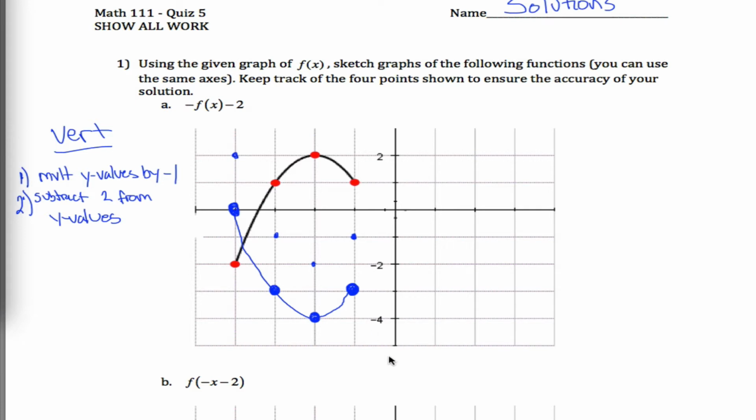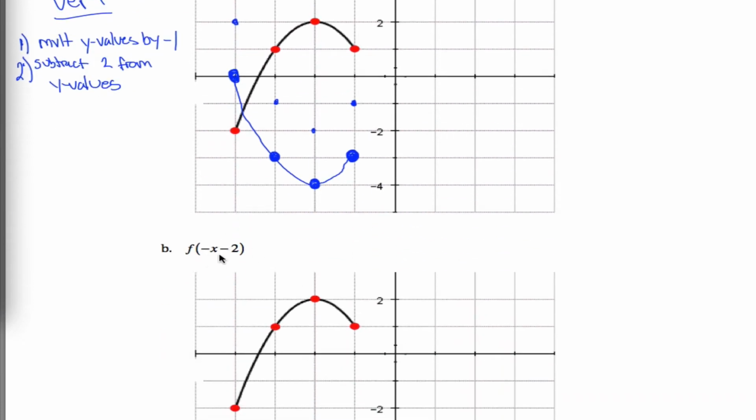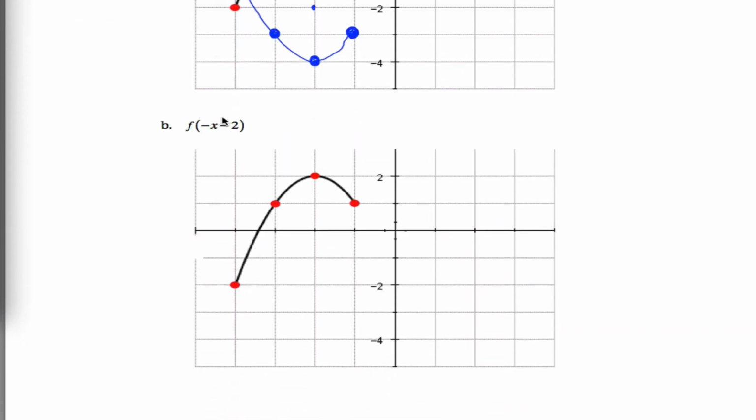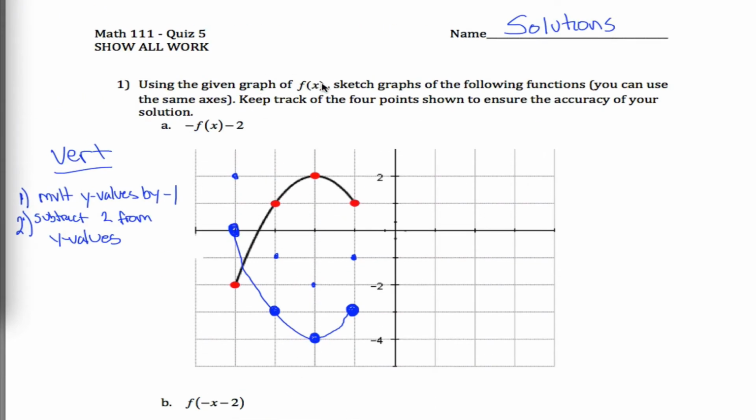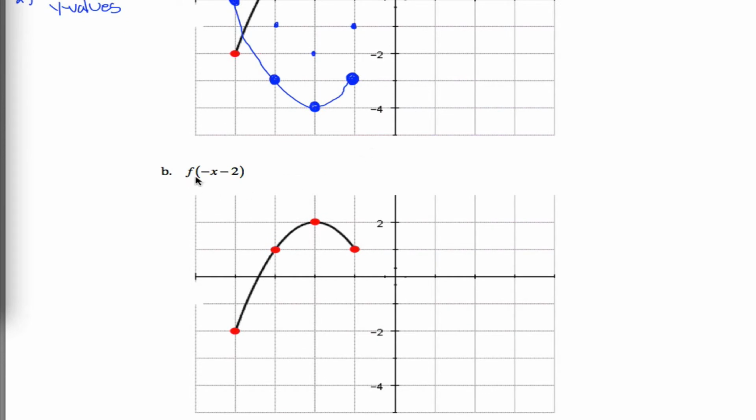For number 2, or I guess number B, B's not a number, but you get the point. Similar. I start out with this graph, which is f of x, that's stated in the problem. Now I got some transformations. In this case, both of my transformations are horizontal transformations. How do I know they're horizontal transformations? Because I am changing the x value, not the f of x value. What am I doing to that x value? Well, I'm multiplying it by -1, and I'm subtracting 2 from it.